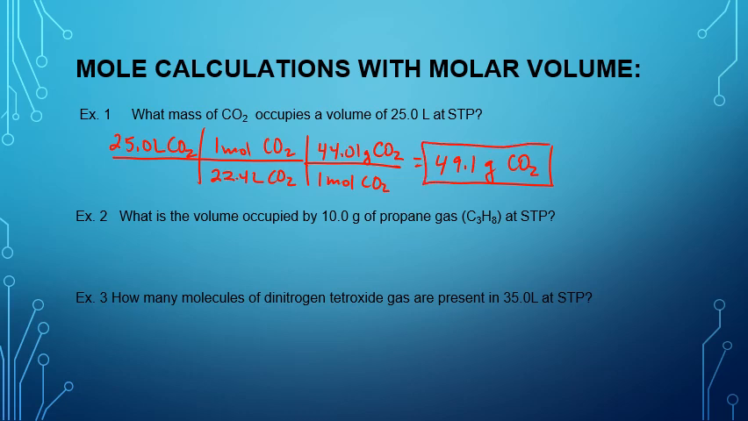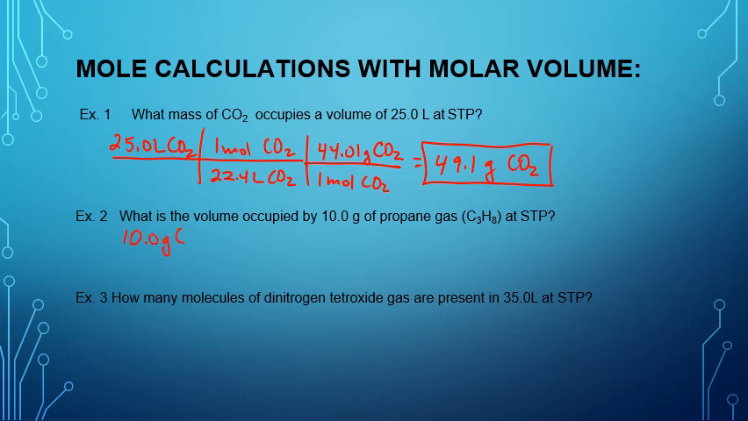For the second problem, I have 10 grams of propane gas. Again, that is what you use in your gas grills outside, more than likely. We have 10 grams of propane gas at STP, and it's looking for the volume. So the first step I need to do is convert from mass into moles. So I'm going to use my molar mass.